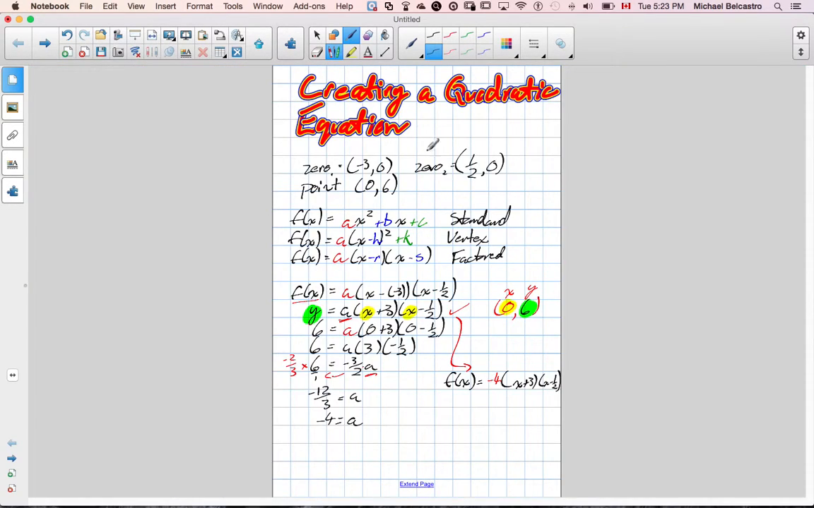And then if they ask you to put it into another form, you now have enough information where you can find the vertex, and you can put it in the vertex form, or you can expand and simplify, and you can put it in the standard form. But we used what was easiest for us to start with, and then we can move between those if we need to.